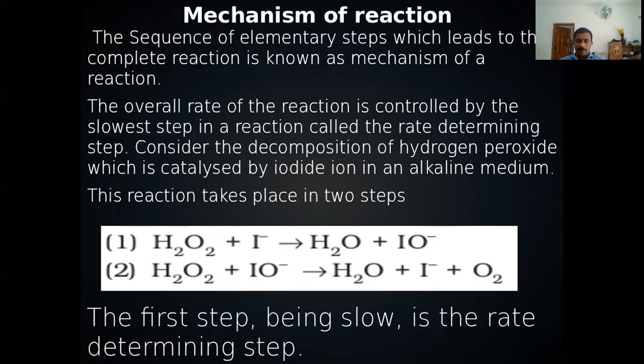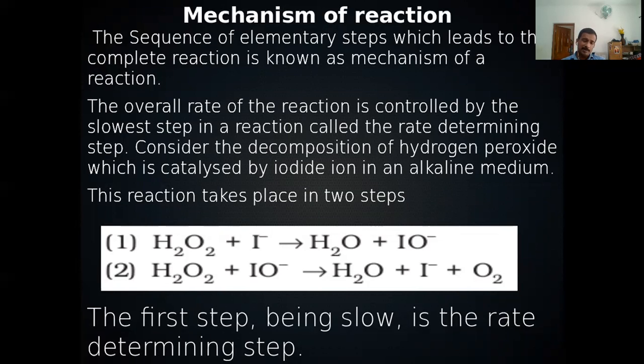So if we analyze a chemical reaction, sometimes it may take place in different steps. And in those steps, one will be a slow step and others will be fast steps. Here we have an example, decomposition of hydrogen peroxide. It will take place in 2 steps. In the first step, H2O2 reacts with I minus to give H2O and IO minus. And this IO minus is highly unstable, and therefore this IO minus will react with H2O2 to form H2O, I minus, and O2.